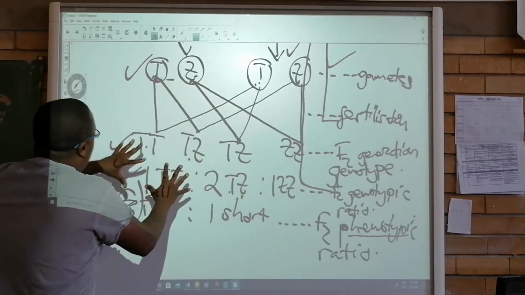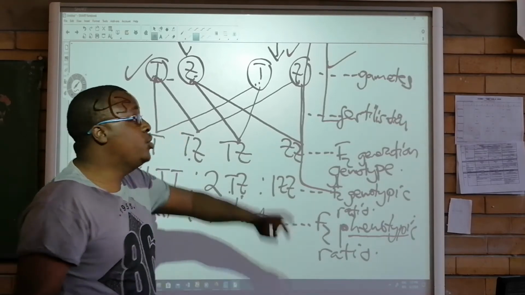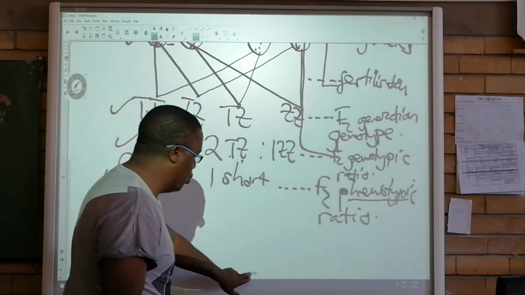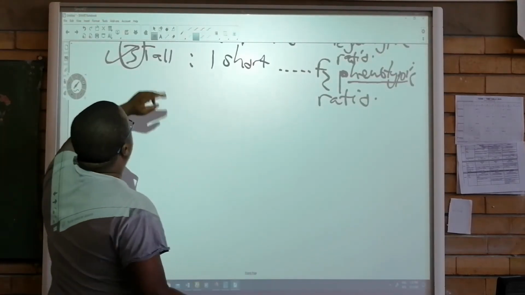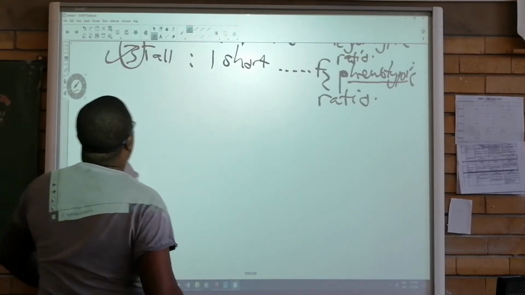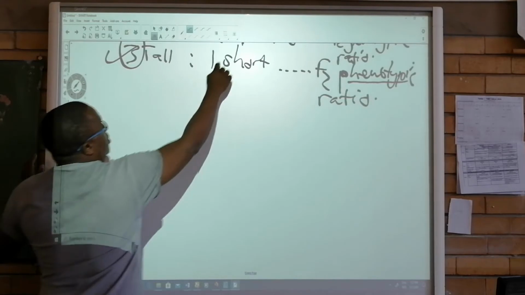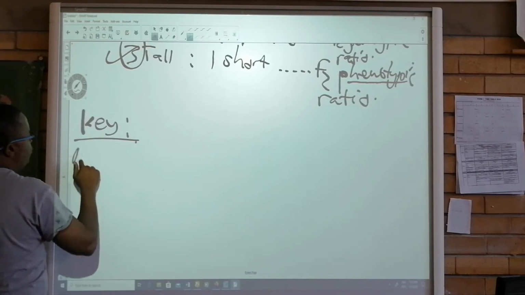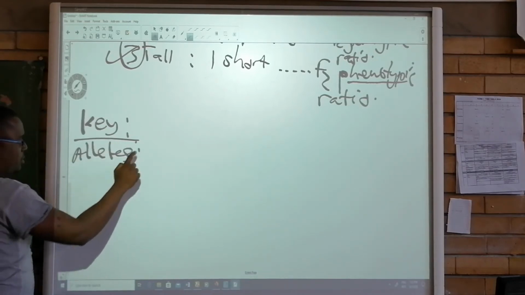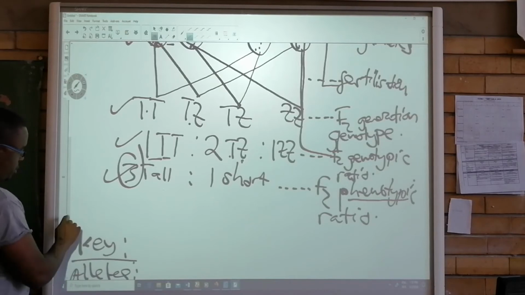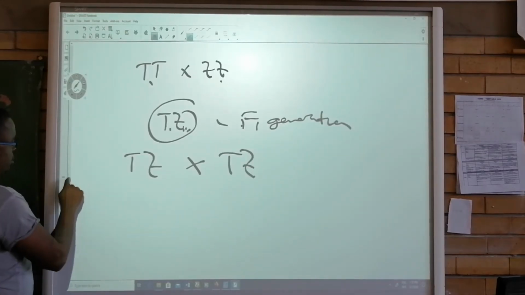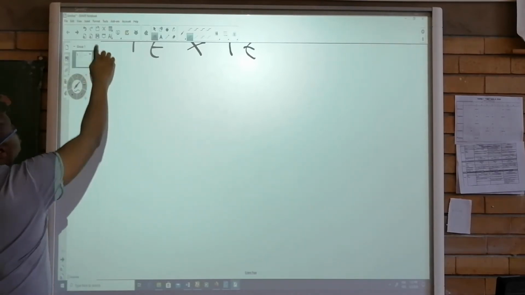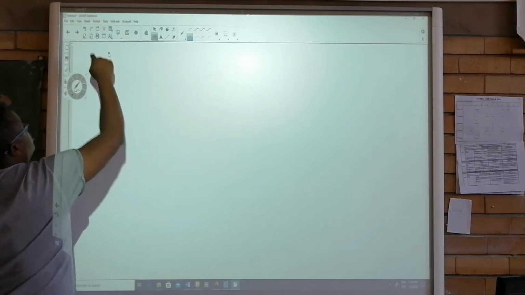Right. We're going to do the same cross, but this time we're not using this one. We're going to do the Punnett square one. Again, the basic concepts are the same. Again, what do we start with? Key. What is the key? My key is for my alleles. What are the alleles? Right, key.